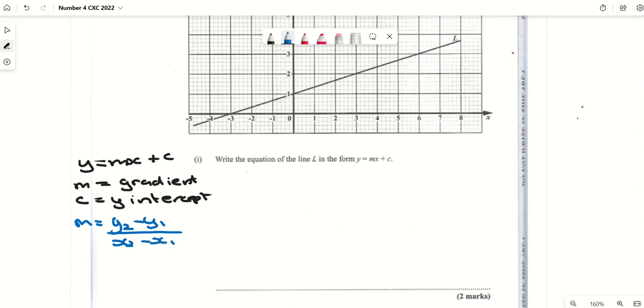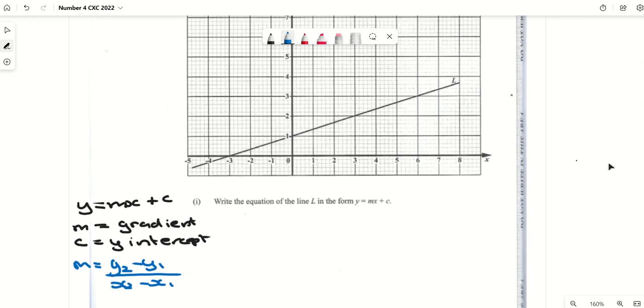So what we have to do is find two coordinates on this line that we can read clearly. I personally will choose this one right here, and that coordinate there would be x is negative 3, y is 0. So this would be minus 3, 0. And then the next coordinate that would be easy for me to read would be right here, where x is 6, y is 3. So this is 6 and 3. Now those are the points we're going to use.